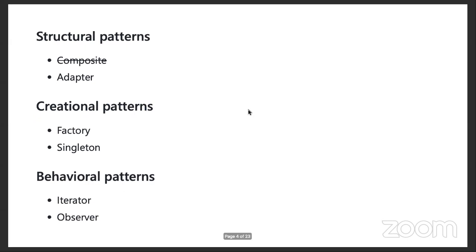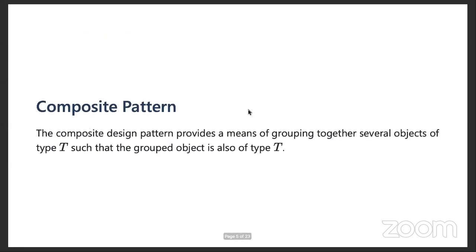So what we're going to aim for is to visit at least two patterns from each category. And we've already talked about the composite pattern, which is a structural pattern. And today we're going to be talking about another 5 design patterns. We're not going to do an exhaustive analysis of these patterns, so we will be able to cover all of them in one lecture. But let's start with a review of the composite pattern.